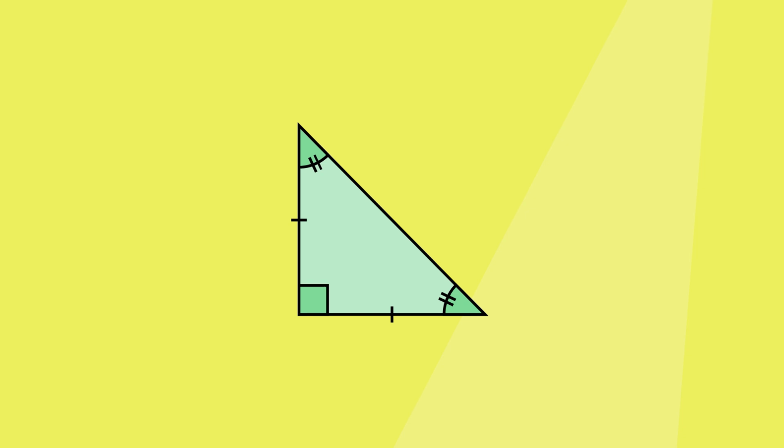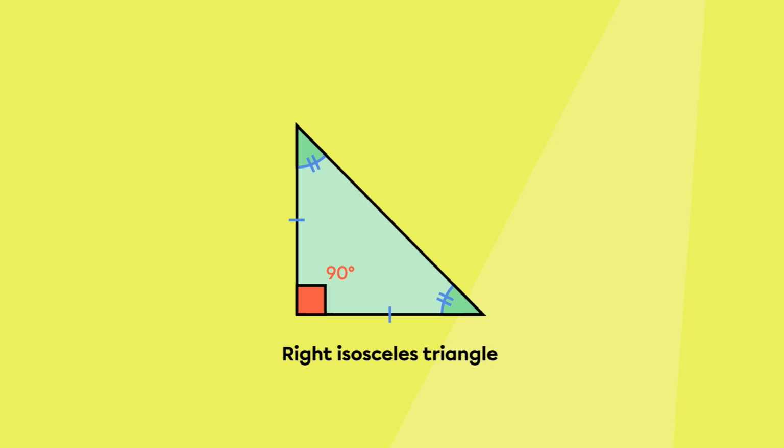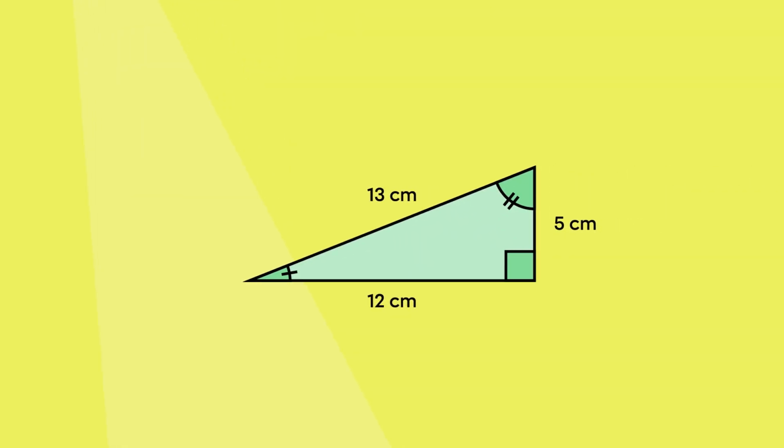Yep, it's true. For example, looking at this triangle, I see it has a right angle, so it's a right triangle. However, this triangle also has two congruent sides and two congruent angles. These are the characteristics of an isosceles triangle. So this triangle is therefore a right isosceles triangle since it has the characteristics of both a right triangle and an isosceles triangle.